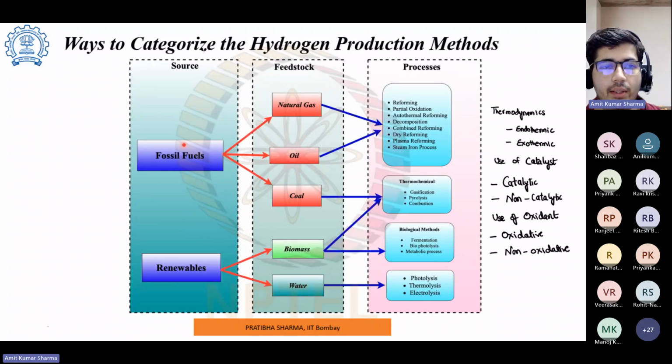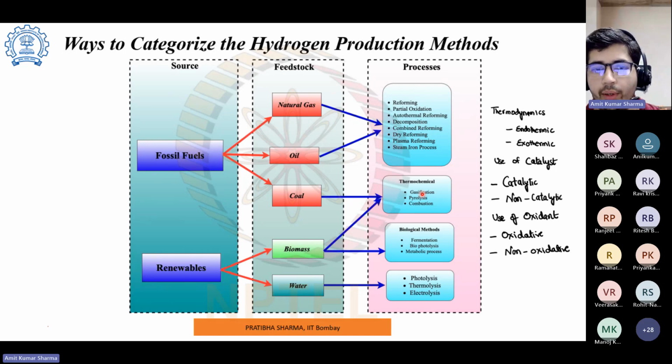So these are the ways: fossil fuels, so natural gas, oil, coal; renewables, biomass, and water. For natural gas and oil, we use steam methane reforming, but many other reforming methods are also possible, like partial oxidation, autothermal, combined reforming, dry reforming, plasma reforming, and the steam iron process. We will look into these in our further classes.